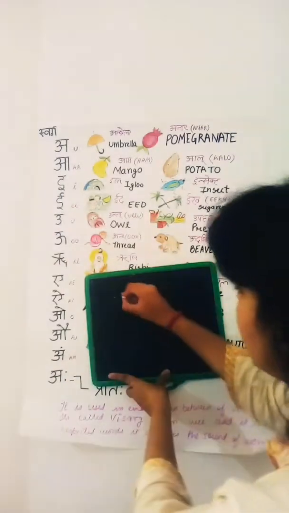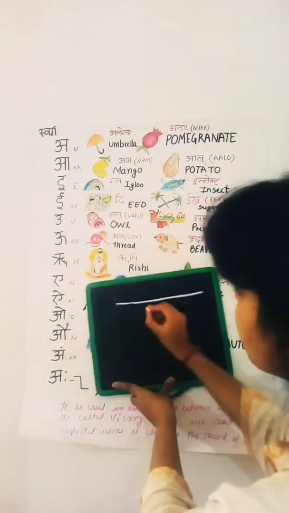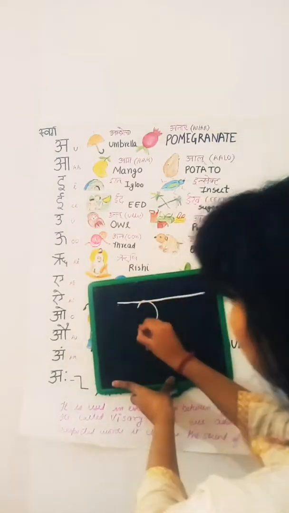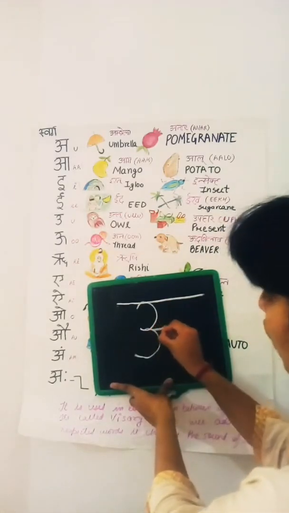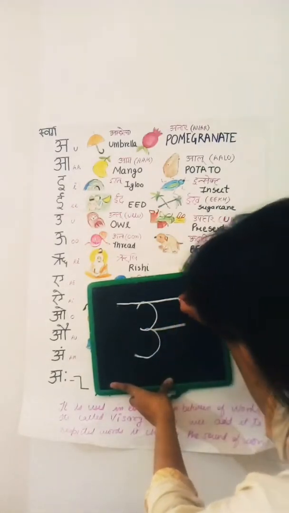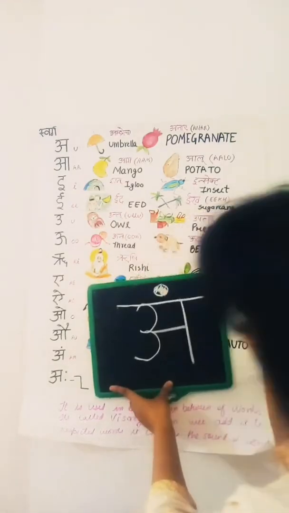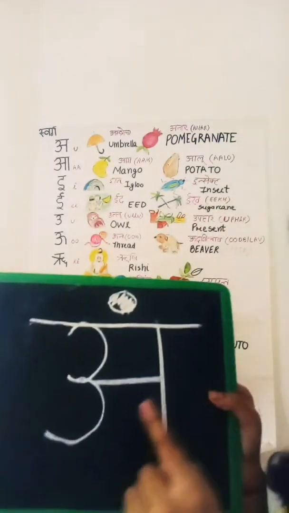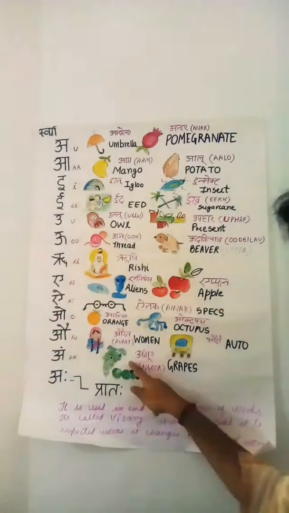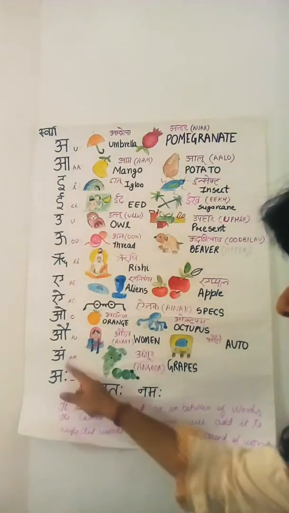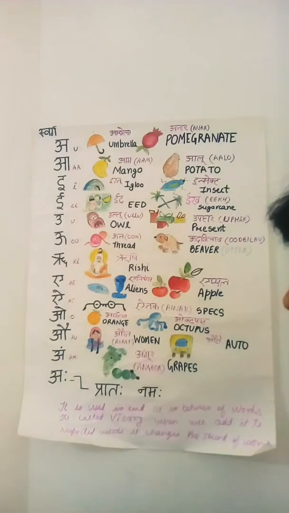Ang, the alphabet ang. First we make a line like this, and then we make a half circle, another half circle, a horizontal line, a vertical line, and then a dot on top. So it becomes ang. Ang for angur.